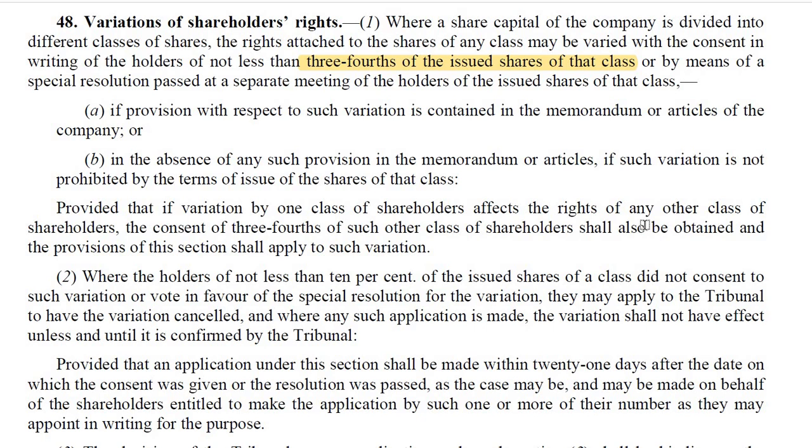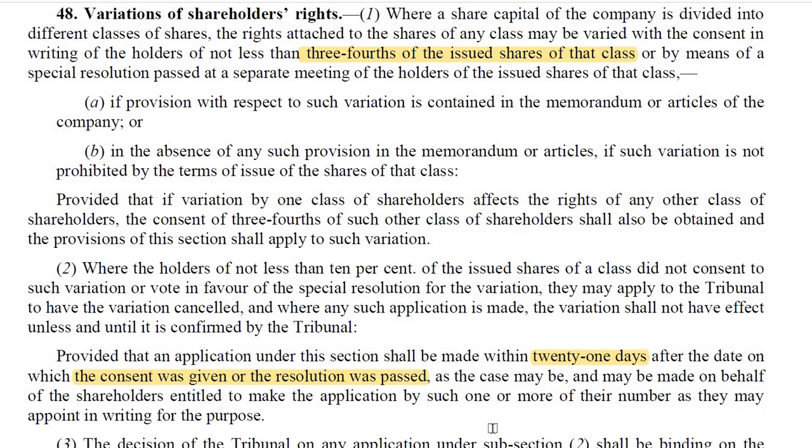Where the holders of not less than 10% of the issued shares of a class did not consent to such variation or vote in favor of the special resolution for the variation, they may apply to the tribunal to have the variation cancelled, and where any such application is made, the variation shall have effect unless and until it is confirmed by the tribunal, provided that an application under this section shall be made within 21 days after the date on which the consent was given or the resolution was passed, as the case may be, and may be made on behalf of the shareholders entitled to make the application by such one or more of their number as they may appoint in writing for the purpose.